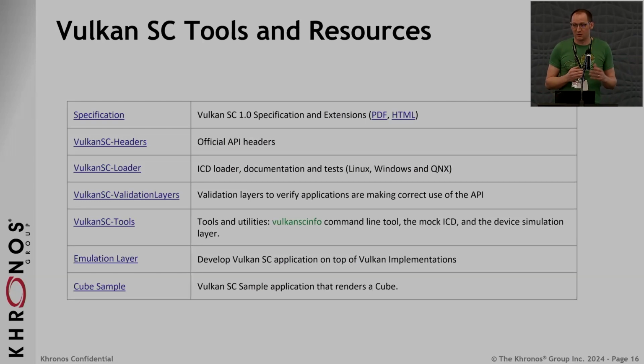Various other little tools around pipeline caches. We've got Vulkan SC info tool. And then, as I mentioned, the emulation layer, cube sample. So now we're building up a fairly big suite of tools. It's not as big as Vulkan, obviously, but we're getting that core set of tools. And one of the next things we'll be looking at is packaging it all up into an SDK and making a kind of single SDK package available for people to use.